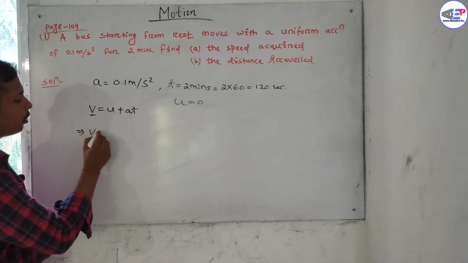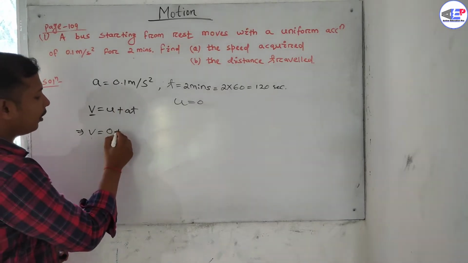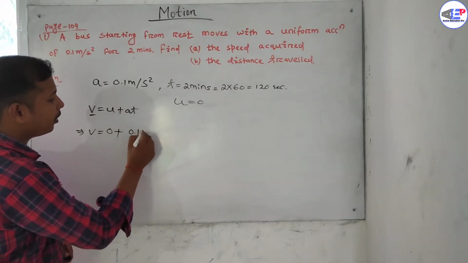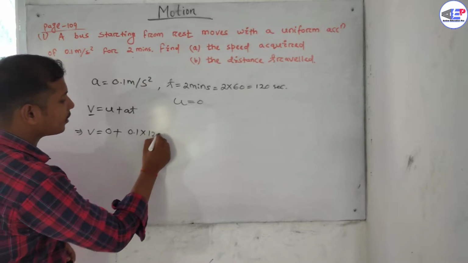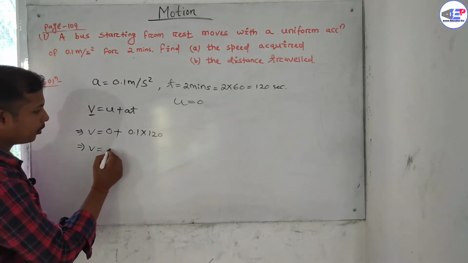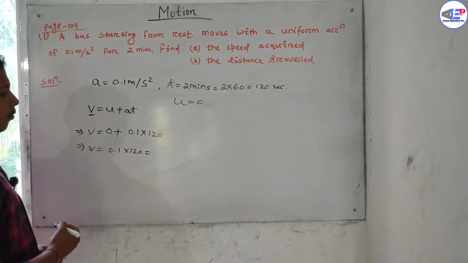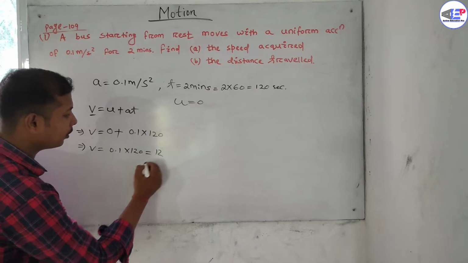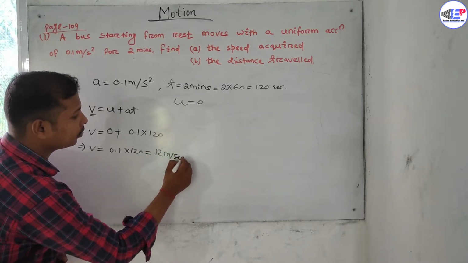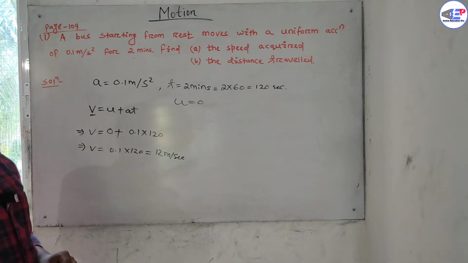So v will be equal to u plus at. Here u is 0, a is 0.1 and t is 120 seconds. So v will be equal to 0.1 into 120. It will give 12. So the speed acquired is 12 meter per second.